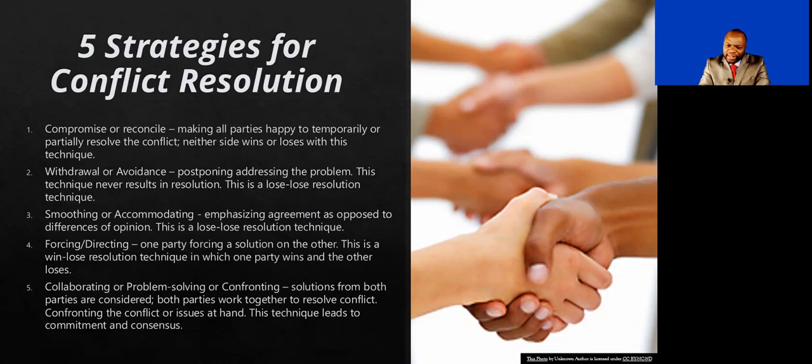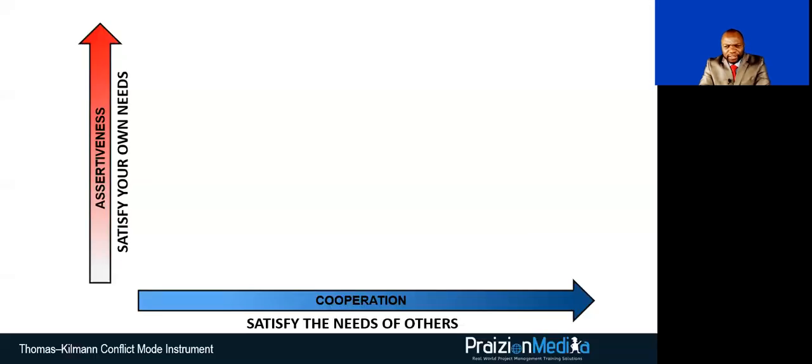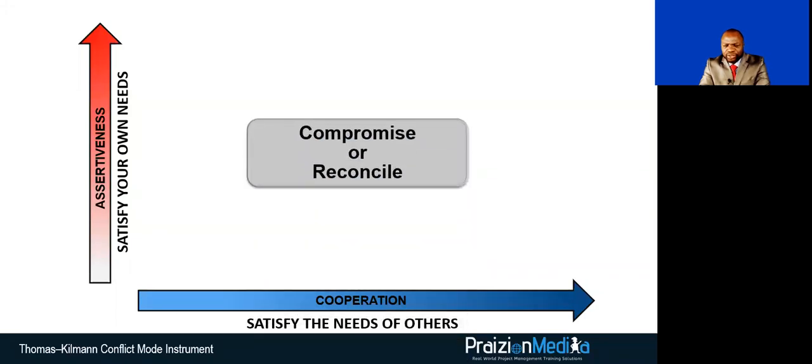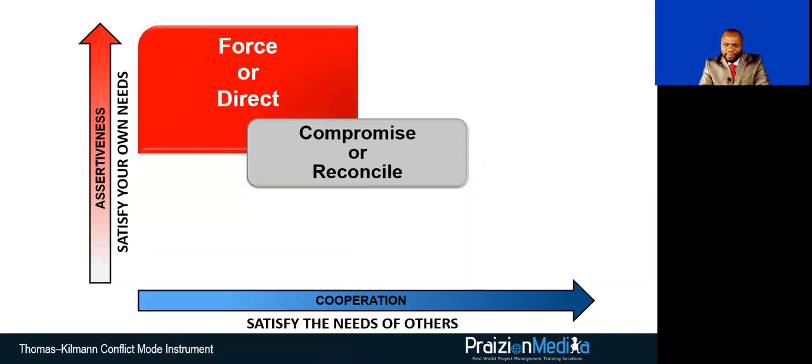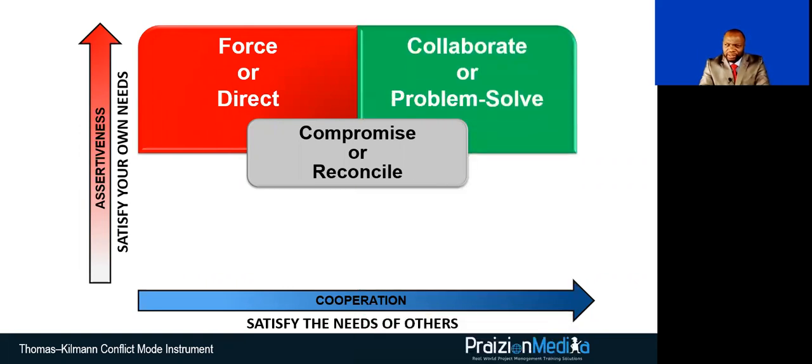In order to understand this properly, I want to show you the Thomas Kilmann conflict mode instrument. And this just shows you could be somewhere in the middle of cooperating or being assertive, compromise or reconcile. Or you could be extremely assertive, and that's when you use force or direct. You're not in the mood to cooperate with others. You're just looking to get something done, maybe in an emergency, for example. Or you have high assertiveness and high cooperation. We have the collaborate or problem solve.